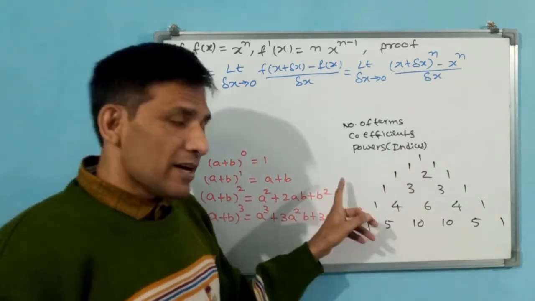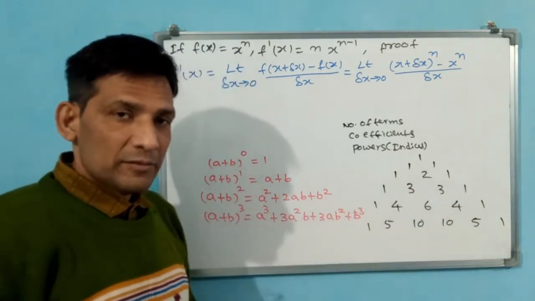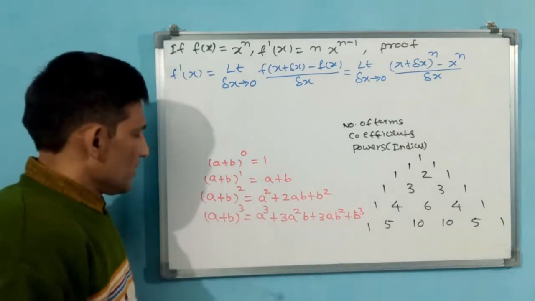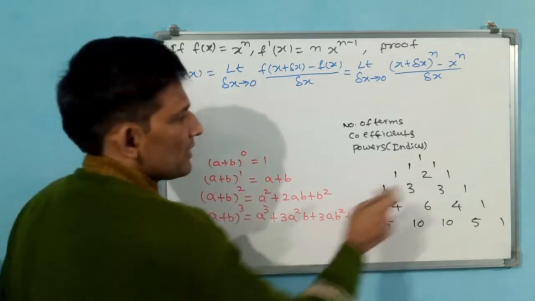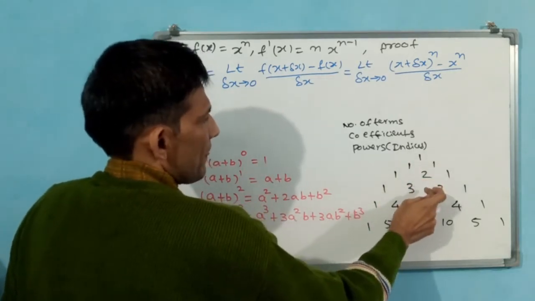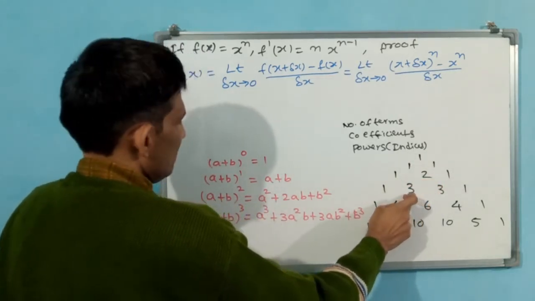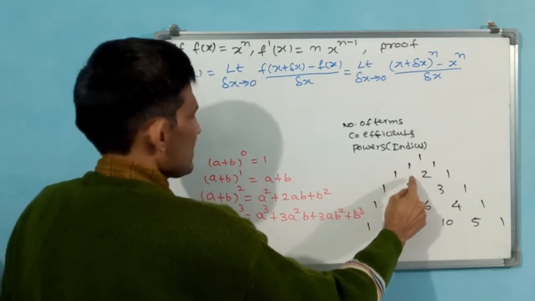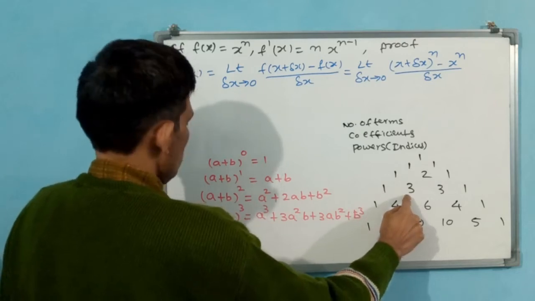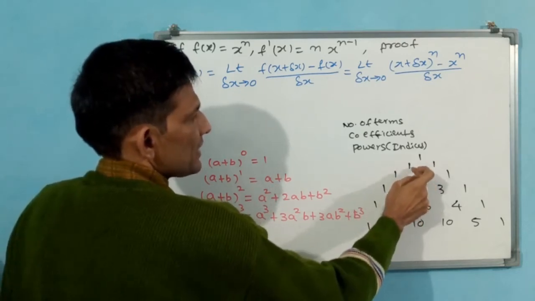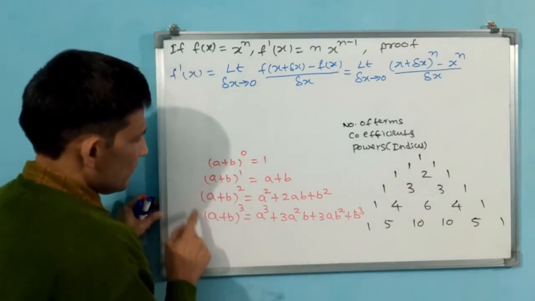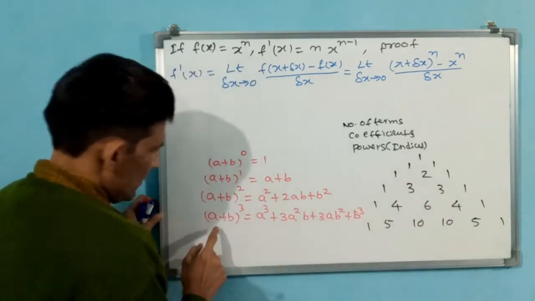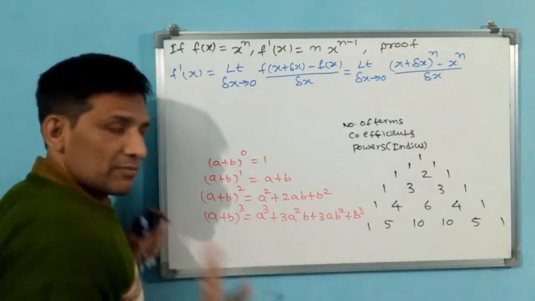What are these? Here number of terms are also there, elements also are there. Observe carefully. A plus B whole cube means the fourth row. This is A plus B power 0, A plus B whole power 1, A plus B whole square, A plus B whole cube. First, second, third, fourth one. You see, in the fourth one, 4 terms are there: 1, 2, 3, 4. Four terms are there, matched.